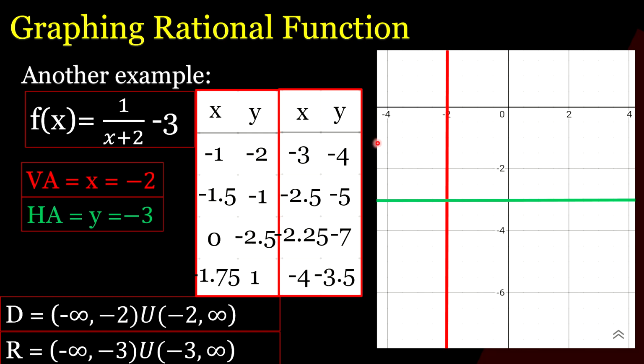So i-graph natin siya ganun sa kanina. So negative 1 and negative 2, saan ba yun? So negative 1 sa x and negative 2. Dito siya. Negative 1.5 at negative 1. So negative 1.5 at negative 1 dito. 0 at negative 2.5 dito siya. Negative 1.75 dito at 1 is dito siya. Dito pala siya, so 1.